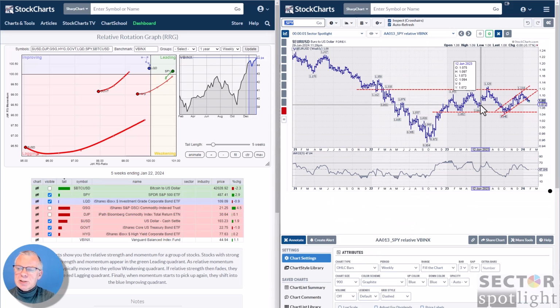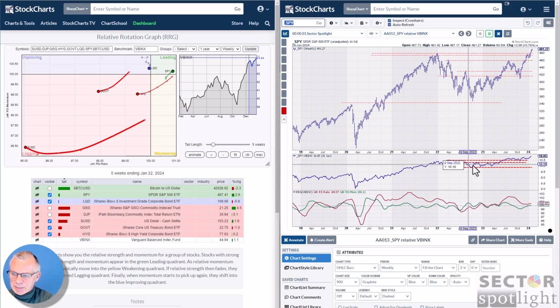So here is the stock market versus the benchmark, the Vanguard Balanced Index Fund.